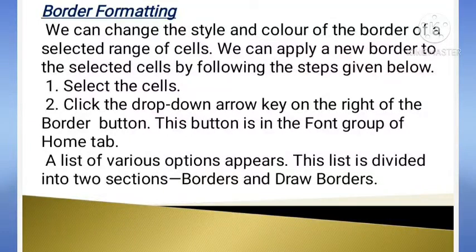Now let's learn how to use border formatting. We can change the border color and the style of the selected range of cells. We can apply a new border to the selected cells by following these few steps. First, select the cells. Second, click the drop-down arrow on the right of the border button. This button is in the font group of the Home tab. A list of various options appears. This list is divided into two sections, borders and draw borders.